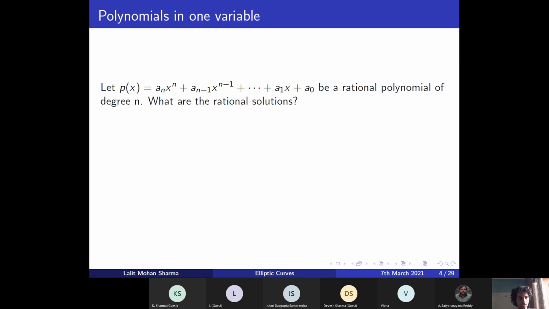Okay, so now we get to the mathematical part. Does anyone know how we can find rational solutions of this polynomial? Suppose that p of x is equal to 0. How can we find a rational solution? All the coefficients are rational numbers, and we just have to find a rational x such that it satisfies it.